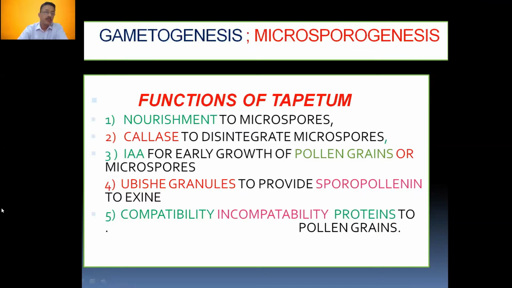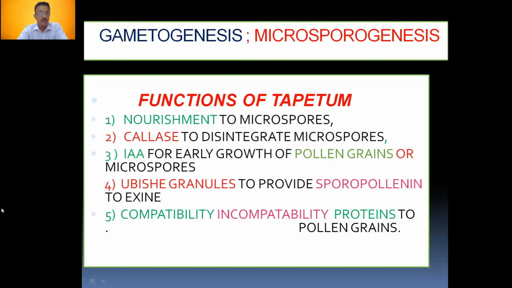The next use of the tapetum is that Ubisch granules provide the sporopollenin. Sporopollenin is a chemical provided by the tapetum as Ubisch granules. Ubisch granules are present in the tapetum layer and produce the chemical sporopollenin. This chemical is required to harden the exine. Exine is the outer covering of the pollen grain, so sporopollenin provides strength to the external layer of the pollen grain.